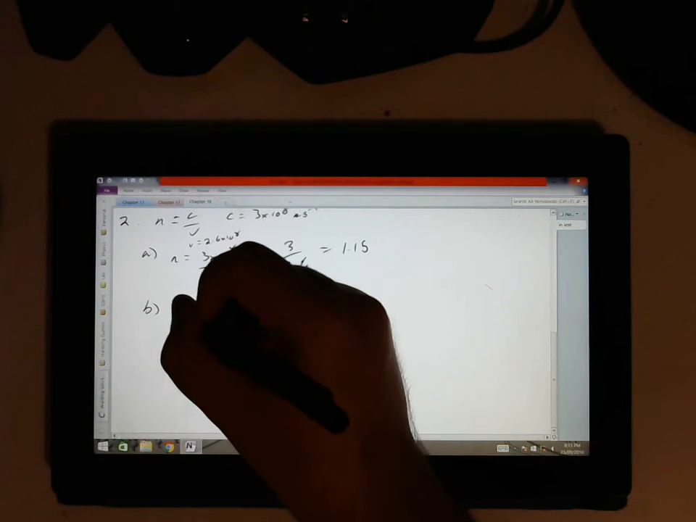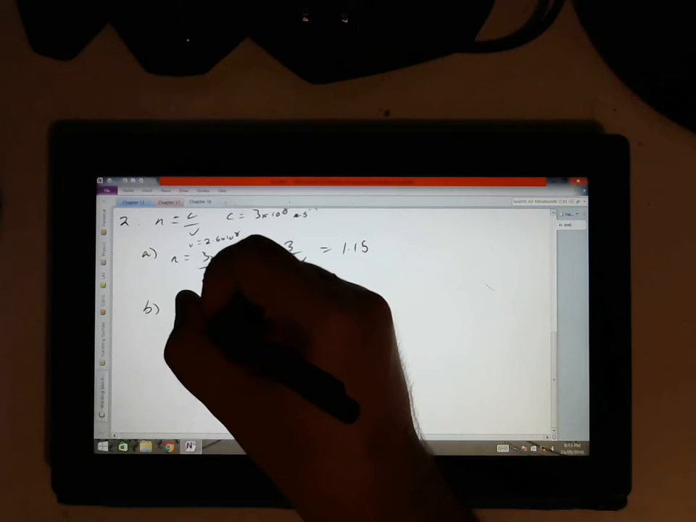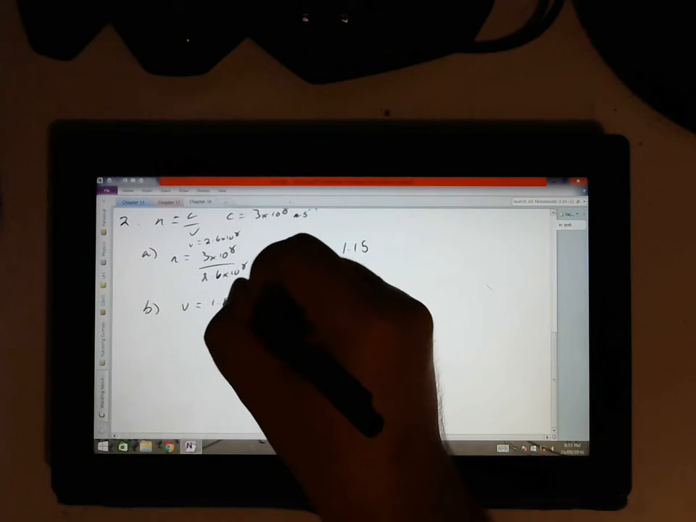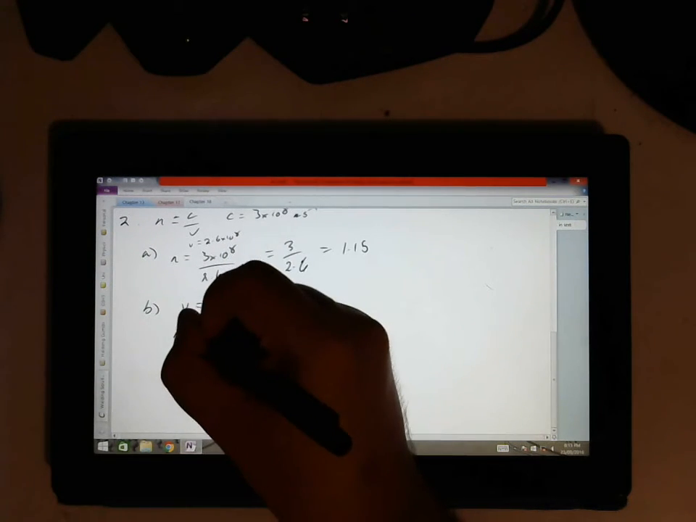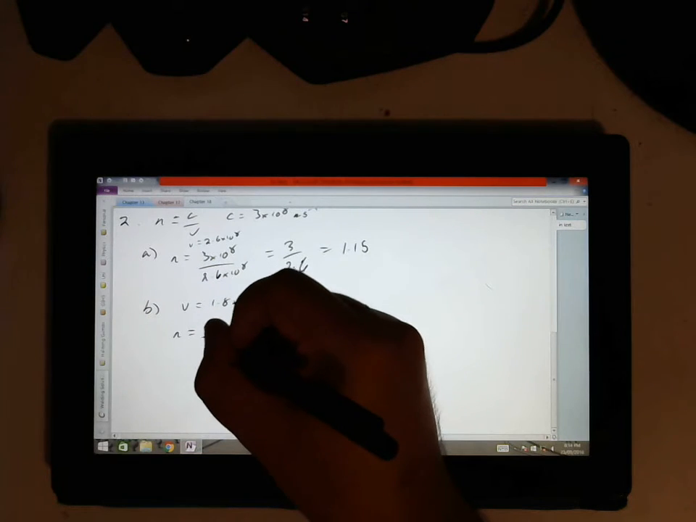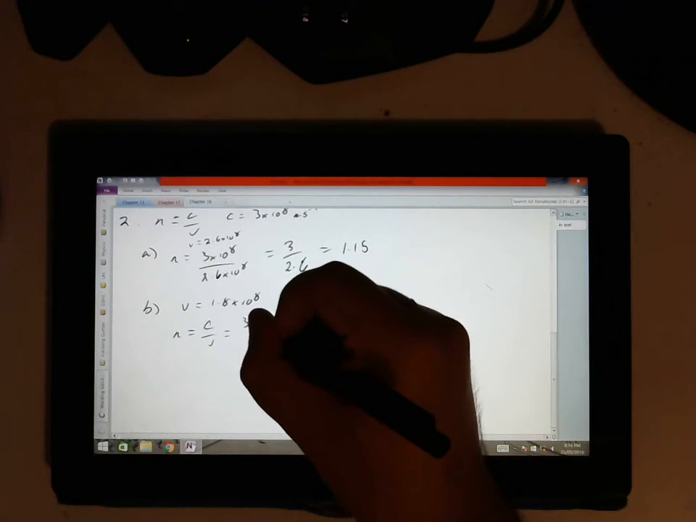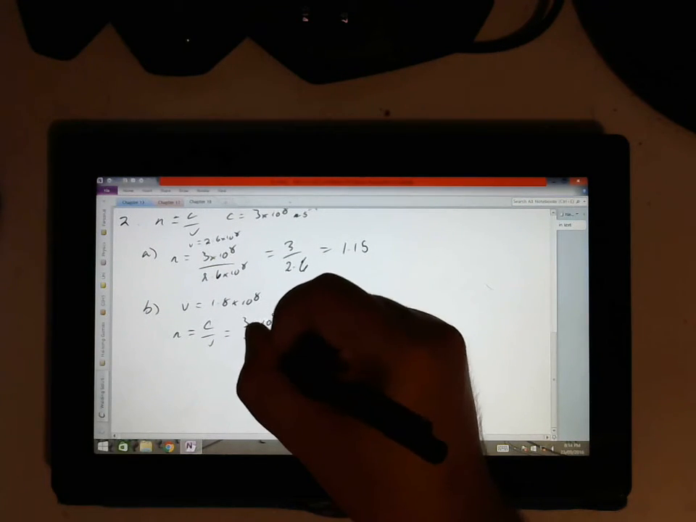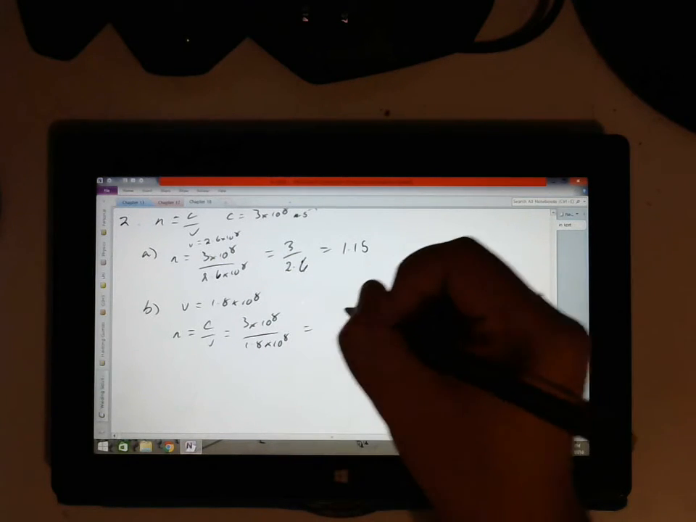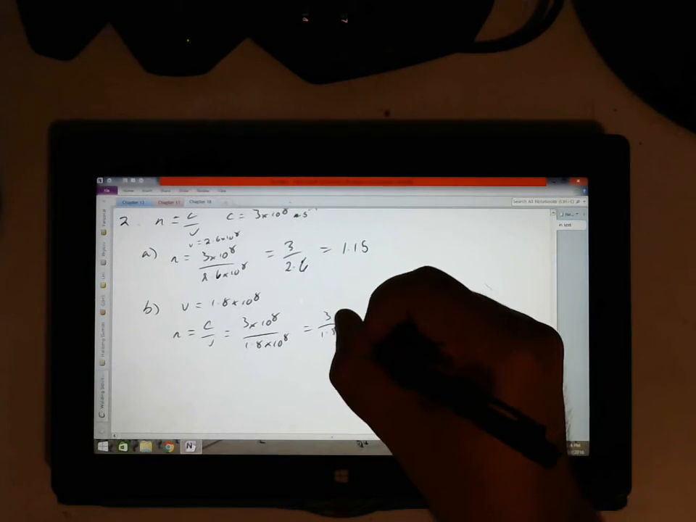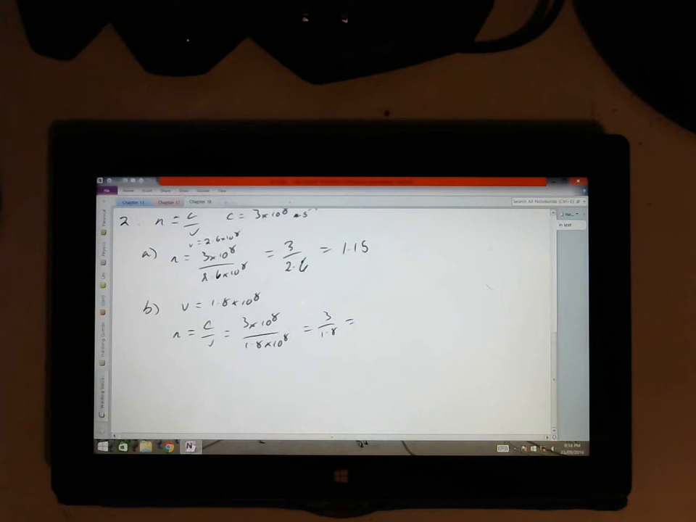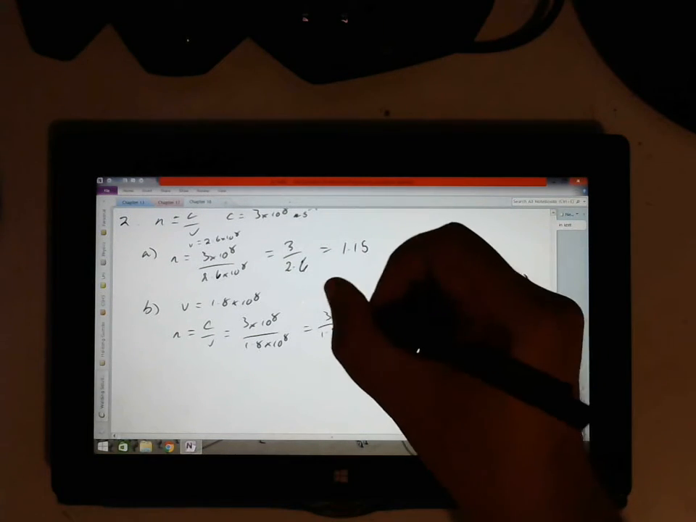B, we're told velocity is 1.8 times 10 to the 8. So let's write the equation. n equals c over v equals 3 times 10 to the 8 over 1.8 times 10 to the 8 equals 3 over 1.8 equals 1.67.